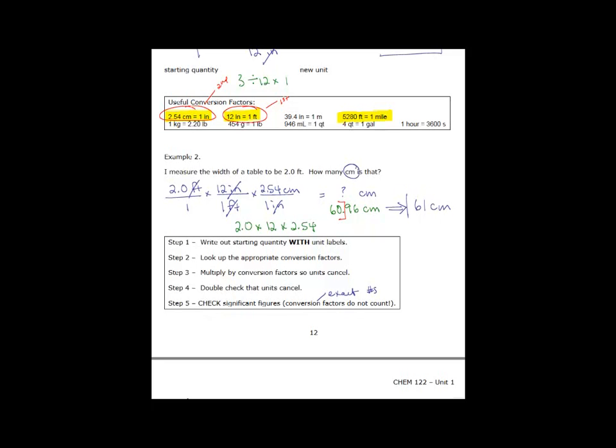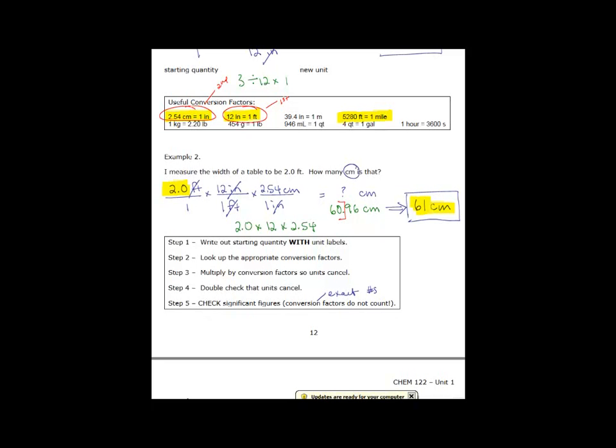So for example 2, this is the answer I got, 61 centimeters. Always make sure I have 2 sig figs in my answer. I started off with 2 sig figs, so double check. Also, make sure that you write your units. If you just wrote 61, you would get points deducted on a quiz or an exam because units are so very important. You've worked so hard to convert feet to centimeters, and if you forget to write centimeters, all that work is lost. So you need to make sure that you write out your units as well.